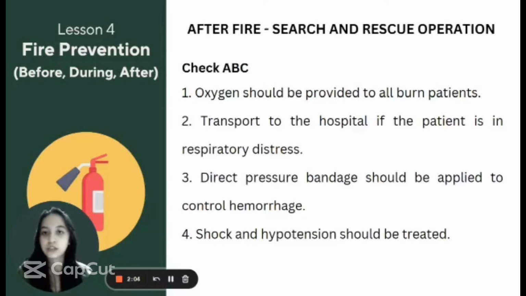Next is check ABC. So first, oxygen should be provided to all burn patients. Second, transport to the hospital if the patient is in respiratory distress. Third, a direct pressure bandage should be applied to control hemorrhage. And fourth, shock and hypotension should be treated. So ang hypotension is kanang na low blood pressure na ang tao. So kailangan gyud na siya i-treat gyapon.